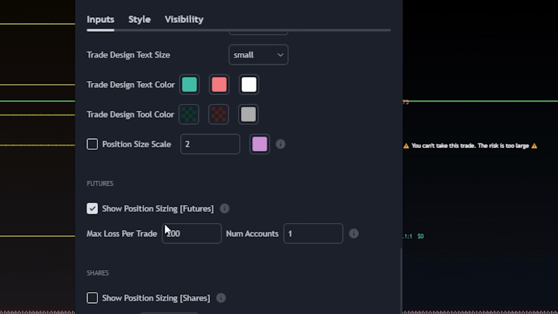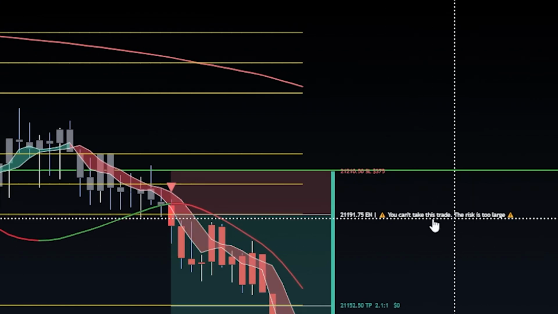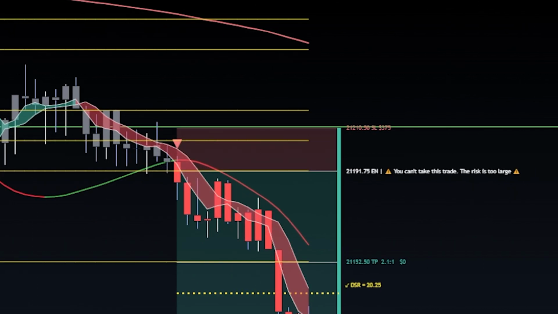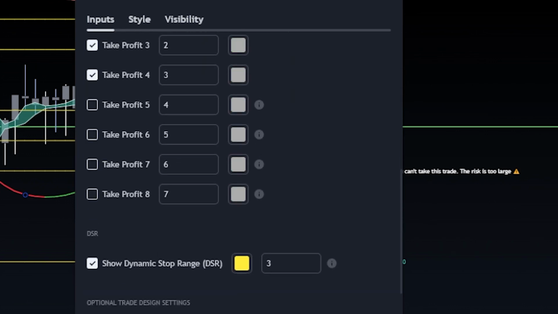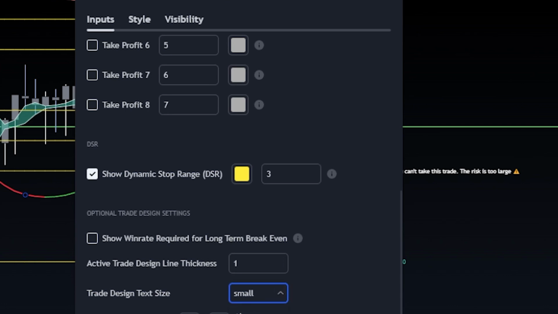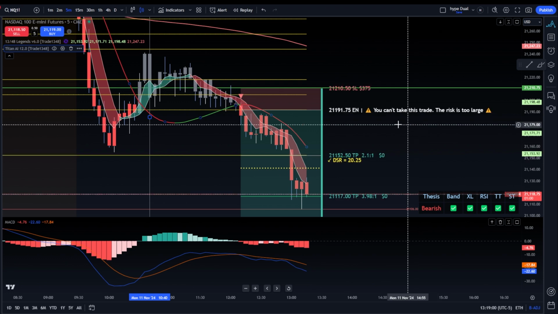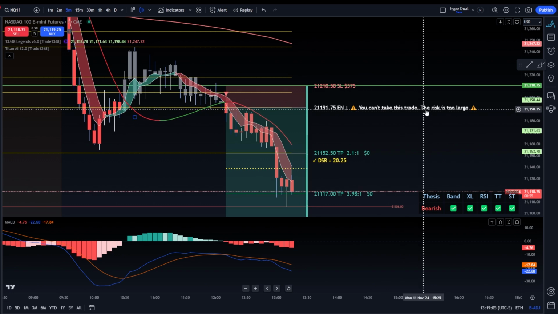So if we were to set our max loss per trade at $200, with NQ, we would not be able to enter this trade. As you can see here, you cannot take this trade. The risk is too large. Let me go ahead and increase the size of the caption for you so it's not too small. We're going to go ahead and change that to large, and maybe you could see that better. You can't take this trade. Risk is too large.